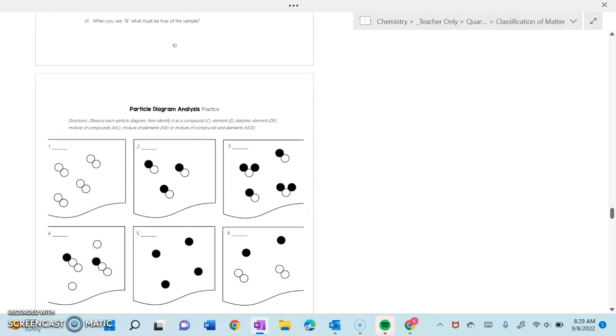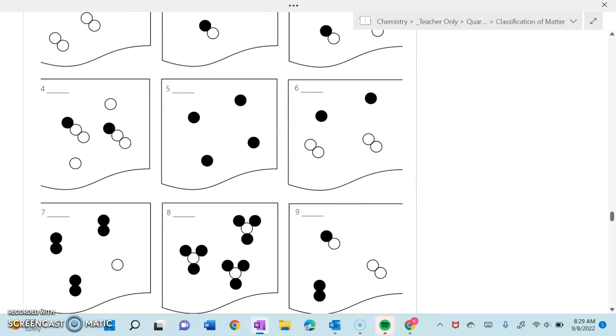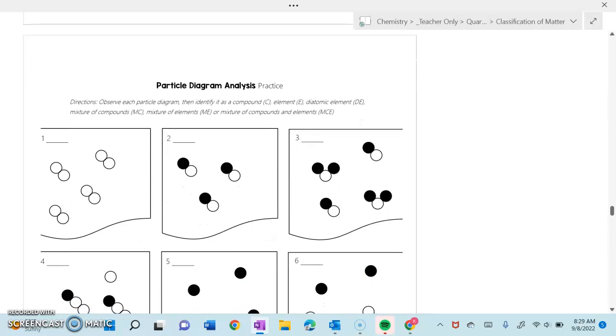On the next 2 pages, you're doing the same process that you did on the first page, but now you are doing a little bit more specific. Instead of pure substance and mixture only, you're doing compound, element, diatomic element, mixture of compounds, mixture of elements, mixture of compounds and elements. Diatomic element, let me remind you, is when you have 2 of the same that are kind of twin pairs. So if this was my particle diagram, all of them are the same and they're the same shape, but they're twinned up, that would be a diatomic element.